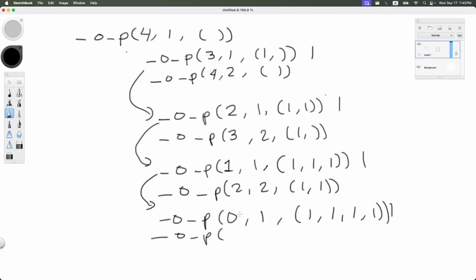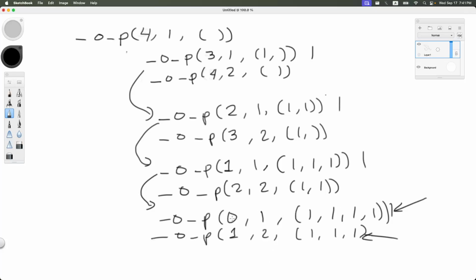Or it will go to 1, 2, 1, 1, 1. Alright, so for this case, it's already done. N is 0 and we have a valid partition here. But for this case, f exceeds n and there's no way to partition 1 where the size of the first partition is at least 2. So this will return an empty frozenset.